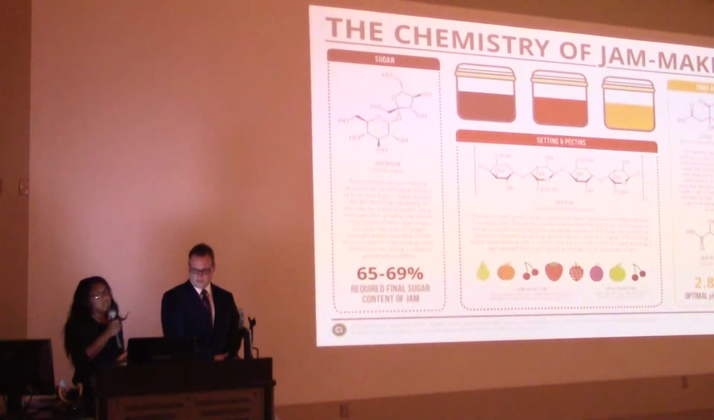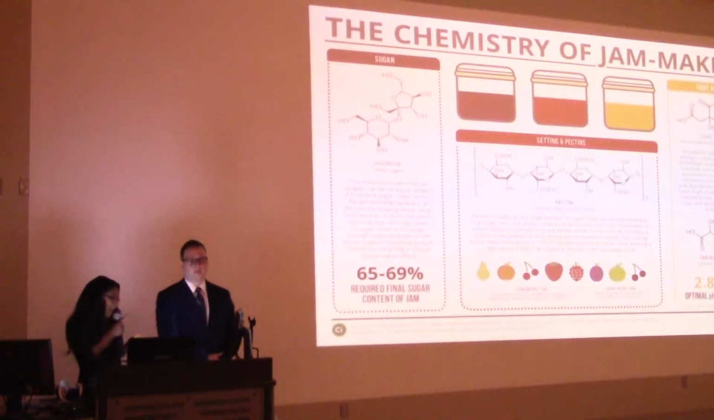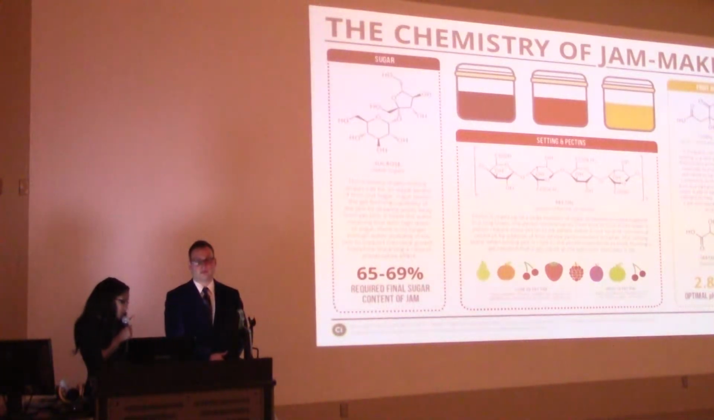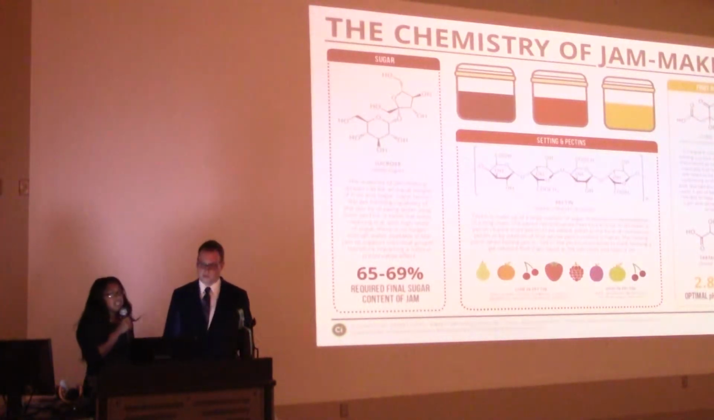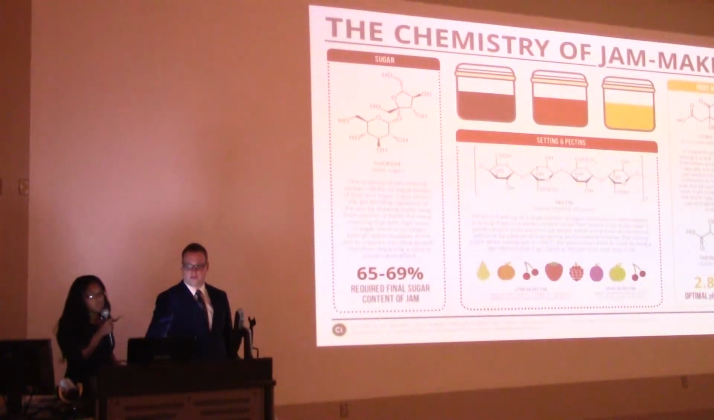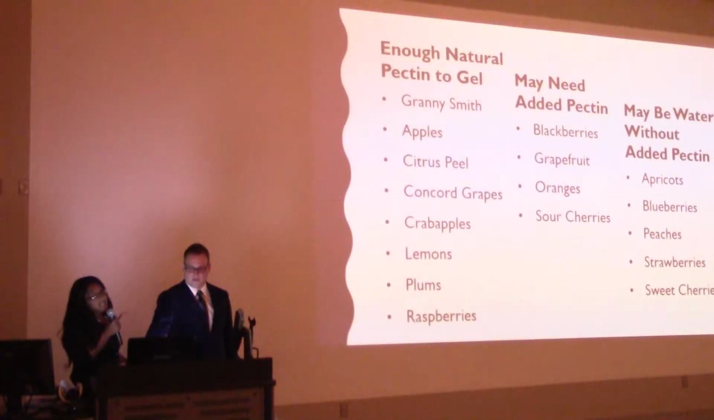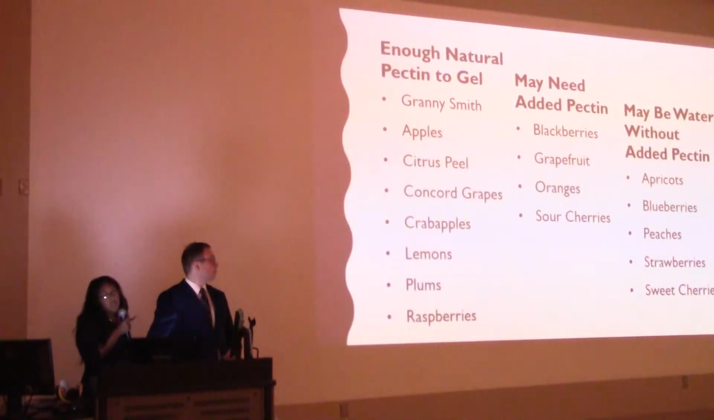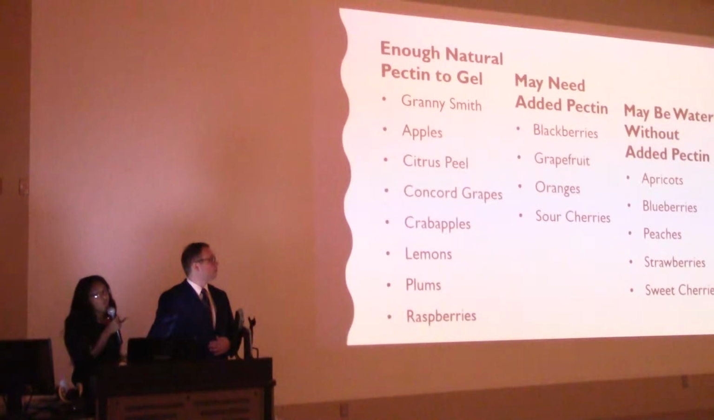And then, like I said before, pectin is very important. Pectin is a carbohydrate made up of a large number of sugar molecules bounded together in a large chain. The amount of pectin that you get from your fruits varies depending upon which fruits you are actually using. Here in this slide, I show a couple of fruits that have enough pectin to create the gel, some that may need more pectin added to make it gel, and some fruits that will be watery if you do not add any pectin to create your gel.